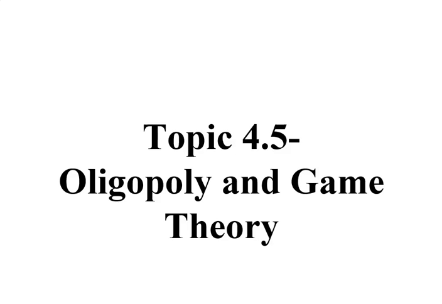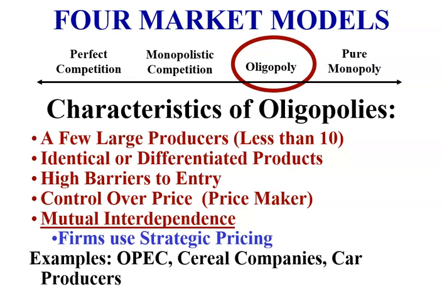In this video, I'm going to cover oligopolies and game theory. In oligopolies, there are a few large producers, usually less than 10. Their products are identical or differentiated. There are high barriers to entry. They have control over their price, so they're price makers. And there's mutual interdependence, and this is what distinguishes this market structure from the others.